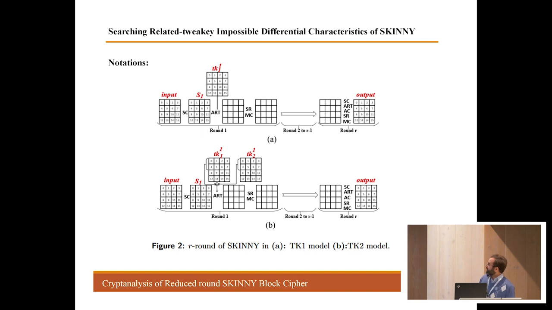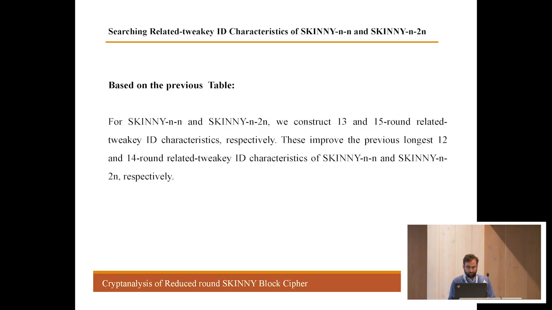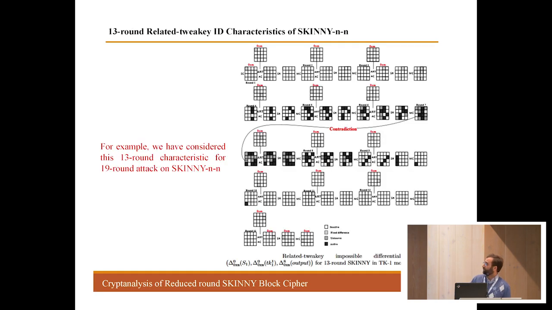And the results are shown in this table. The best result for Skinny TK1 is for 13 rounds, and for TK2 is 15 rounds, by considering these differences. Based on the results that I just showed, they could find a characteristic which is one round larger than all of the well-known previous works in the impossible setting. For example, this is the picture of the characteristic that they have found for 13 rounds of Skinny-n.